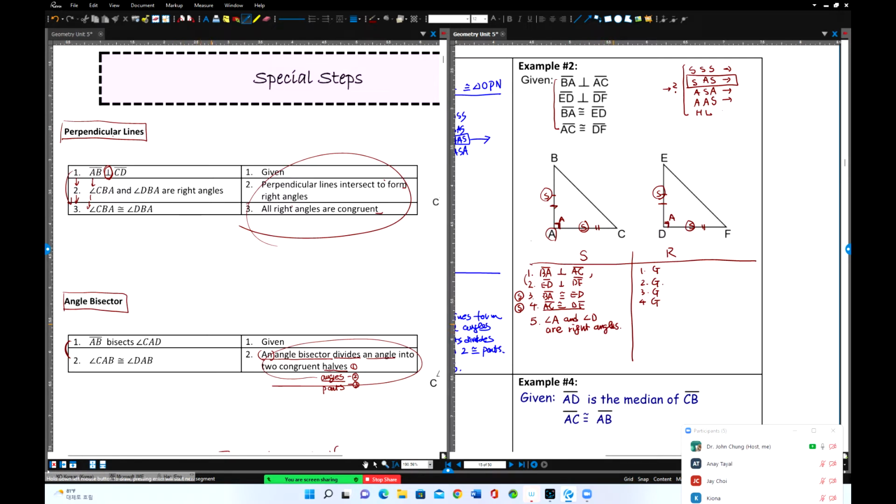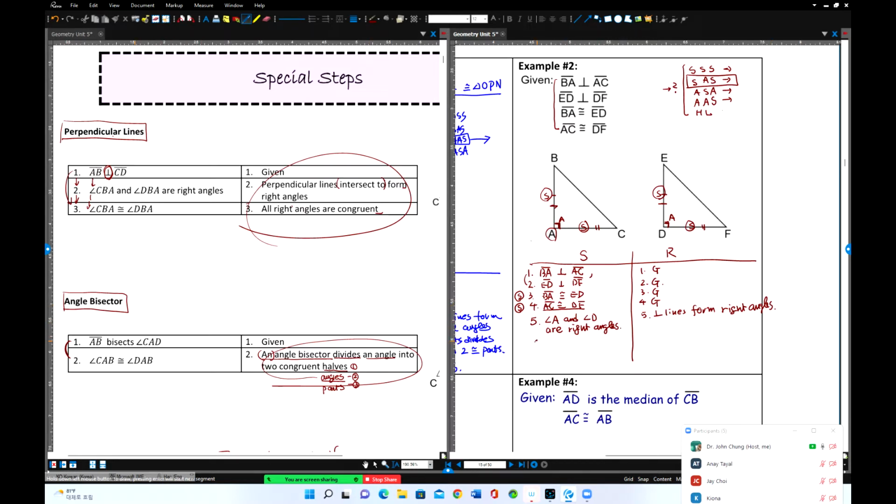Okay? What's the reason? We have to write down the reason. Why are these right angles? Perpendicular lines form right angles. You can skip this one, okay? I'm going to write perpendicular lines form right angles. That's the reason.